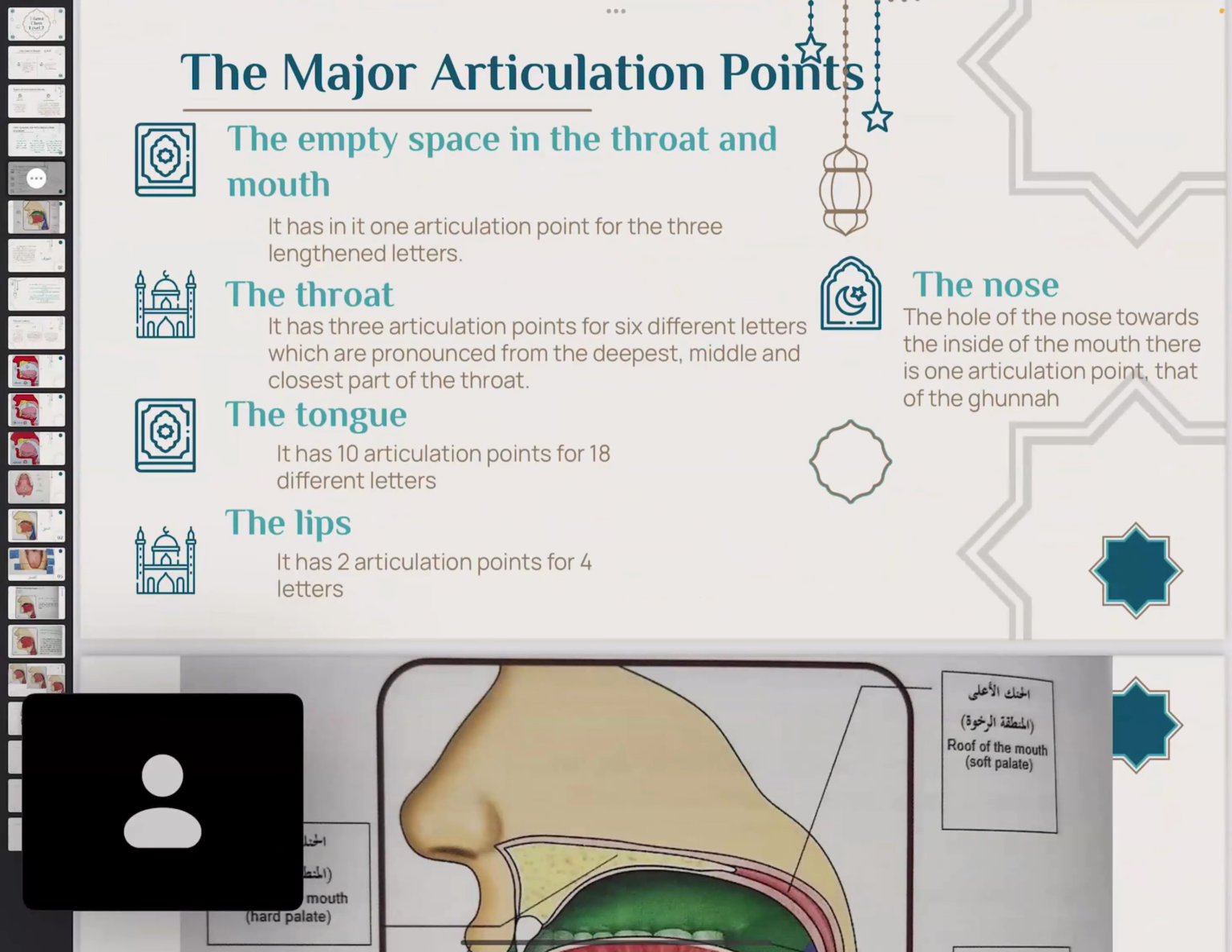And then the major articulation points. There are a few major articulation points. The first one is the empty space in the throat and the mouth, between the halq and the mouth. There's this empty space, and that's one of the makharij. It has in it one articulation point for the 3 lengthened letters, the 3 huruf al-mad.